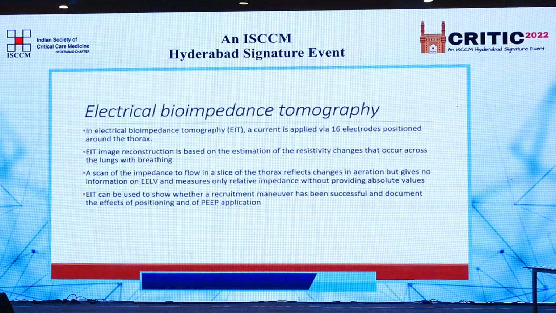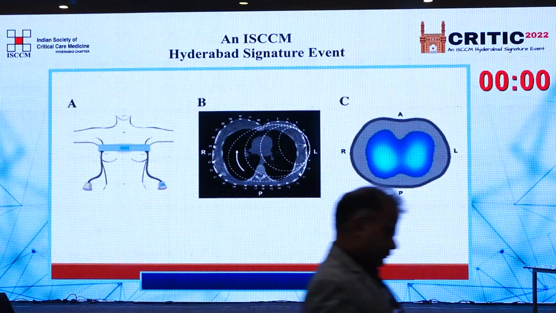The other part of my talk will be electrical bioimpedance tomography. This is a big, noisy area right now in respiratory monitoring, and it can actually be used in reconstructing many resistive changes. What we have been using for cardiac output, by putting two electrodes for electrical bioimpedance, the same thing has been replicated and reflected in respiratory mechanics.